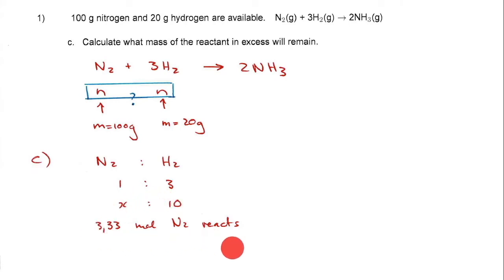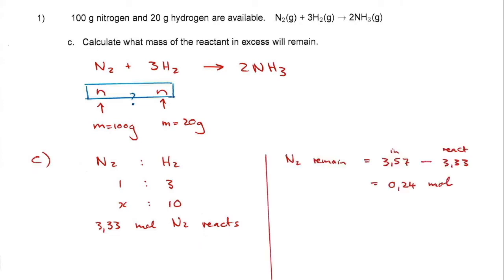So we're working with that ratio to determine how many moles of nitrogen reacted, and then we're going to subtract that from what we put in. So we've put in 3,57, that was available at the start, and we're now subtracting the 3,33 that reacted to give us the number of moles, and then a quick conversion to mass.